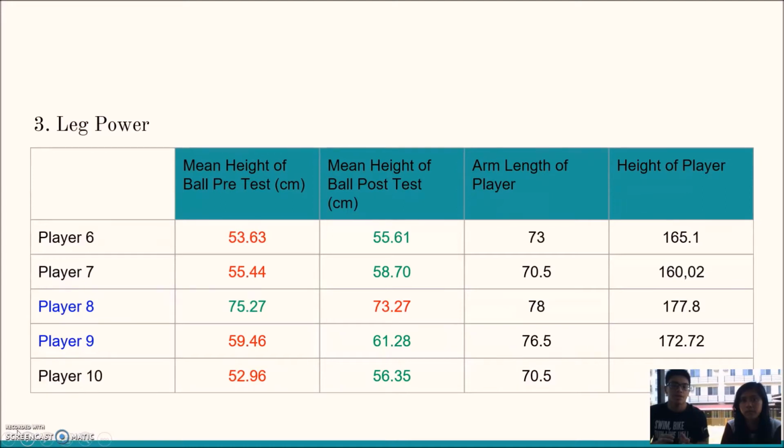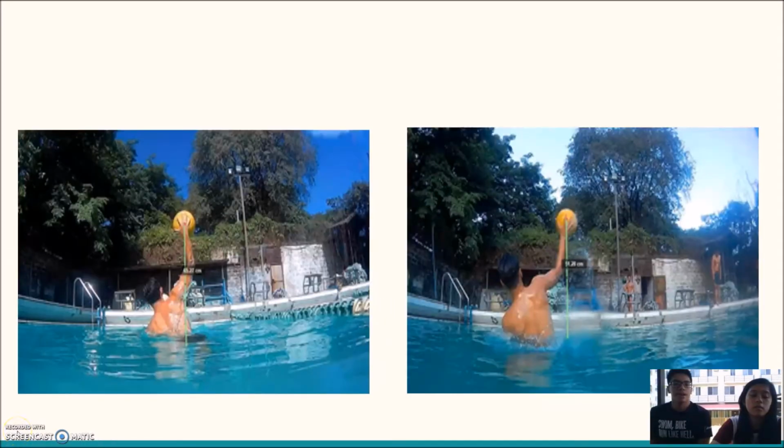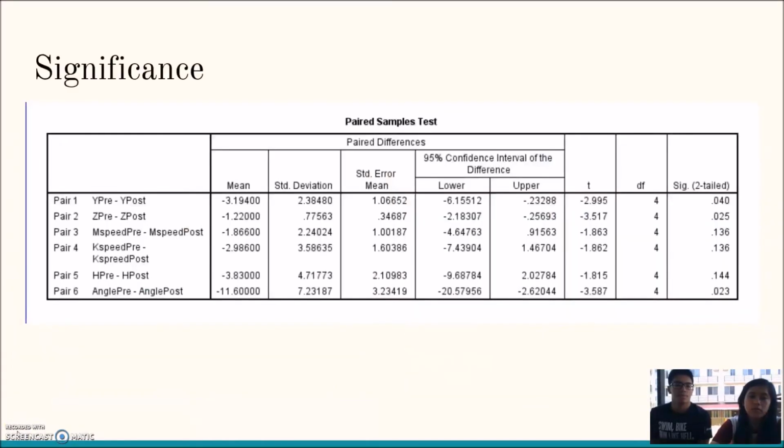So the height at which the ball was released is an indicator of leg power. As the shoulder rotates backwards to prepare for the throw, there is the egg beater kick. It increases in speed and helps raise the body out of the water in preparation for the actual release and the actual throw. So here are examples of the height at which the ball was thrown of two different players.